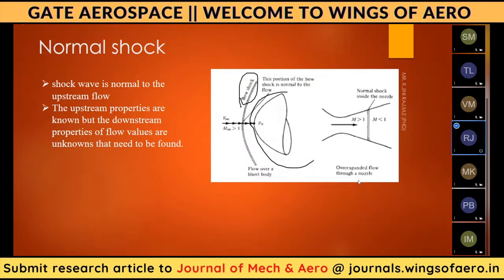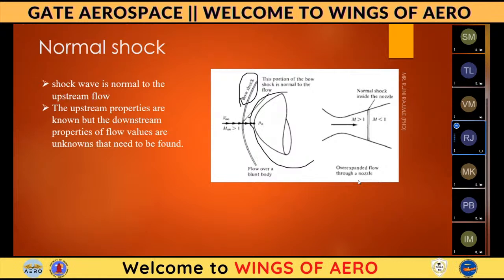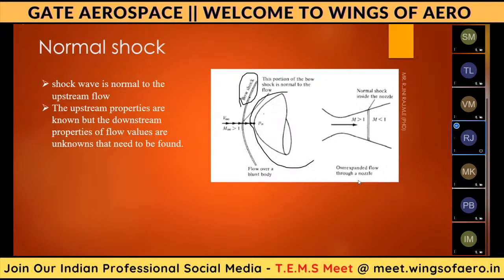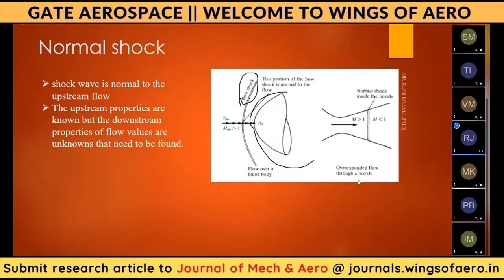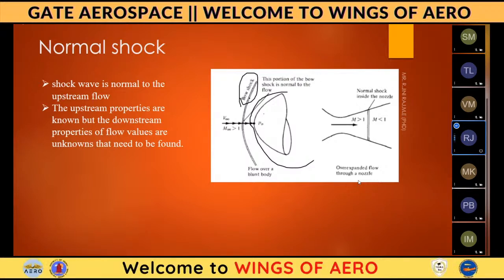Do you agree with my statement? Can you repeat it about the blunt body, please, sir? Yes, I will repeat that. See here, a blunt body is there. Upstream of the body there is some flow, and because of the flow a shock is formed in front of the body, and the shock formed is a bow shock. But I am saying that even though the shock is a bow shock, it has a normal shock. The normal shock will be in the flow direction, near the flow direction.